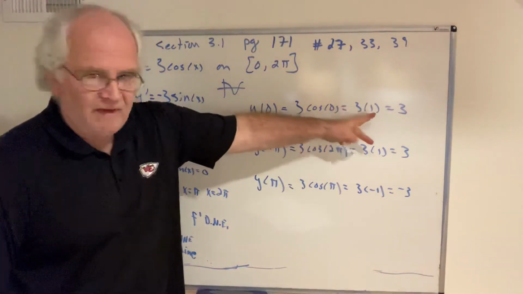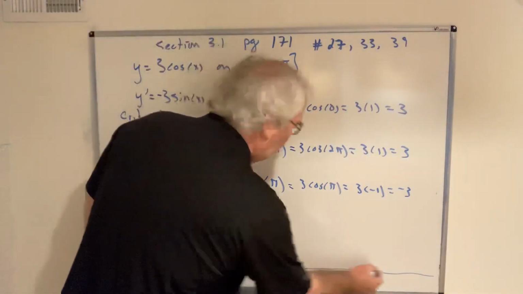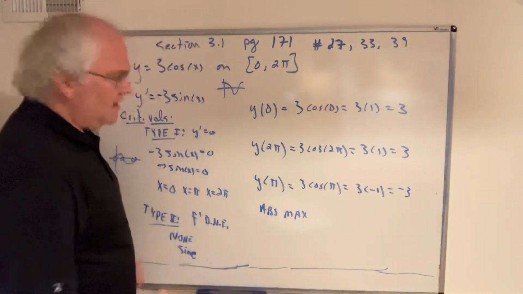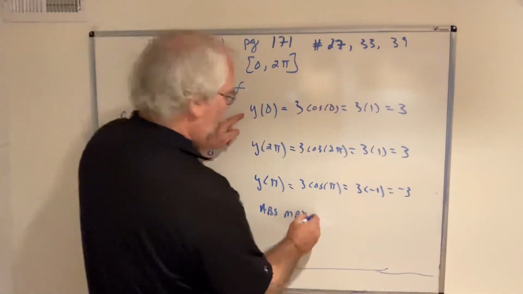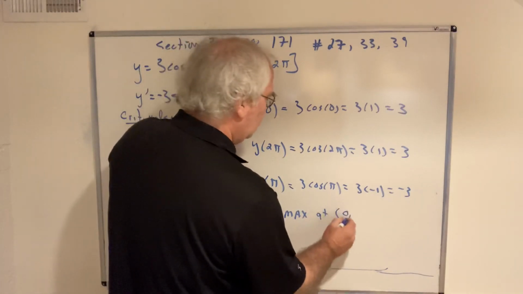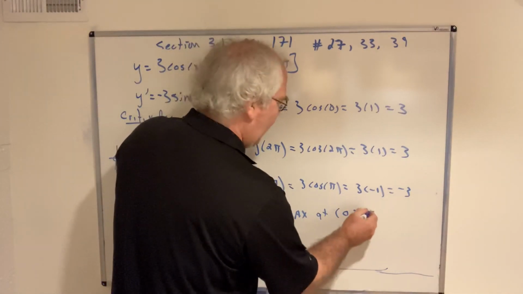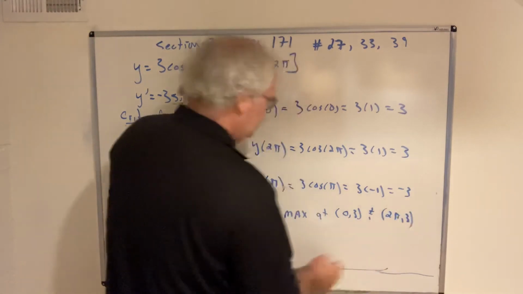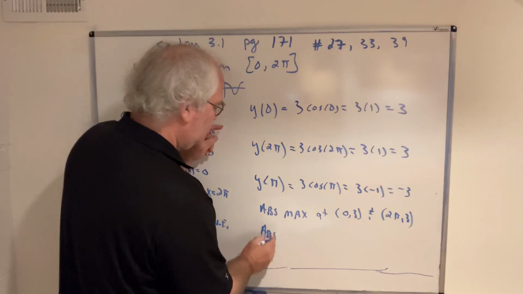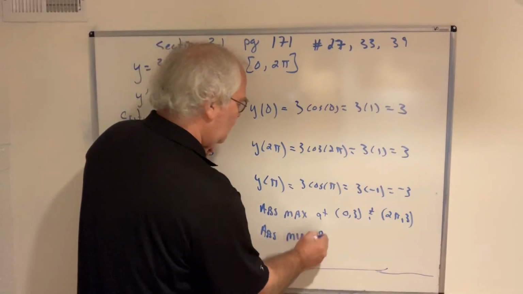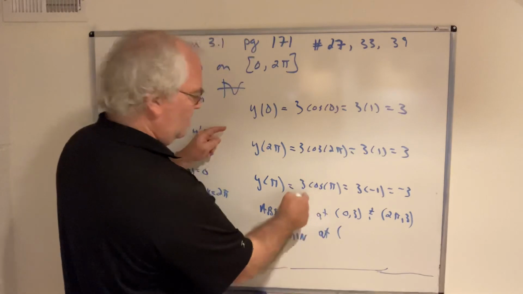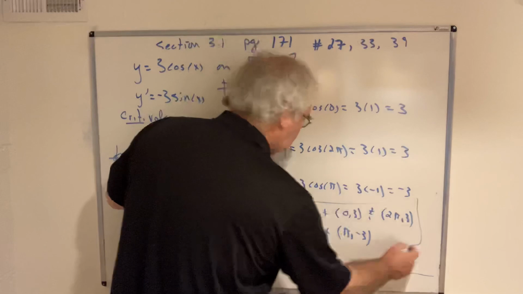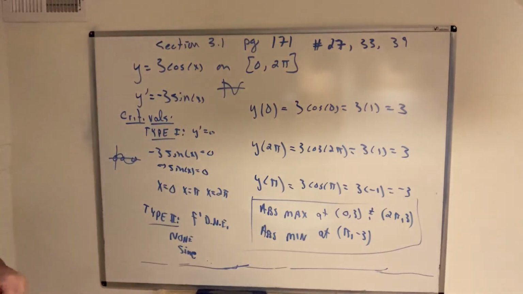Remember, if you have multiple values, list them both, or list them all. So we have the absolute max, the biggest is positive 3. So we have at 0, 3, yes, and we also have 2 pi, 3. Absolute minimum, this is the minimum at pi, negative 3. And that is our absolute max, absolute min.